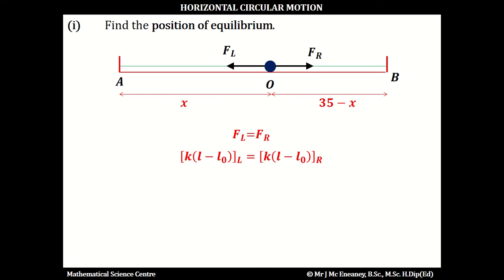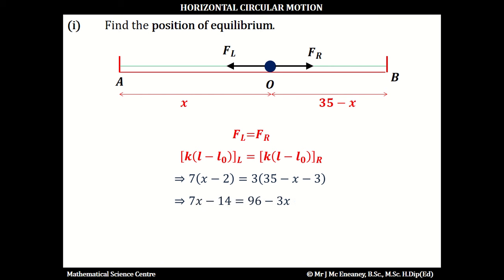So using Hooke's law, K on L minus L0 to the left is going to equal K on L minus L0 to the right. Now the K value for the elastic on the left was 7, and from the diagram the length of the elastic on the left is x, and from that we have to subtract its natural length, which is 2. This is going to equal, on the right hand side, the K value is 3. The length of the elastic on the right is 35 minus x, and from that we have to subtract its natural length, which is 3.